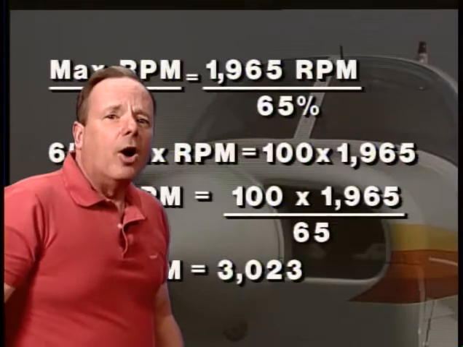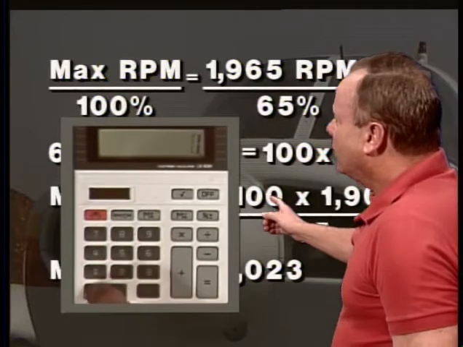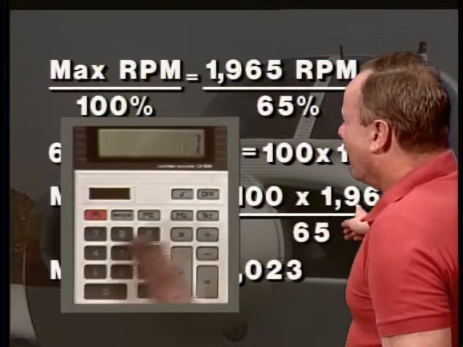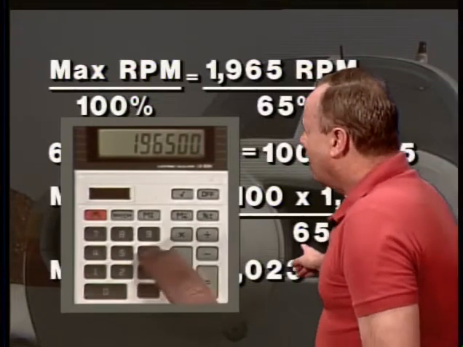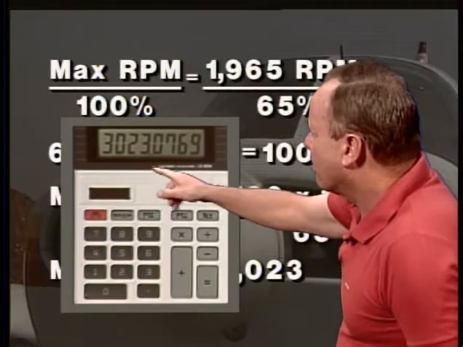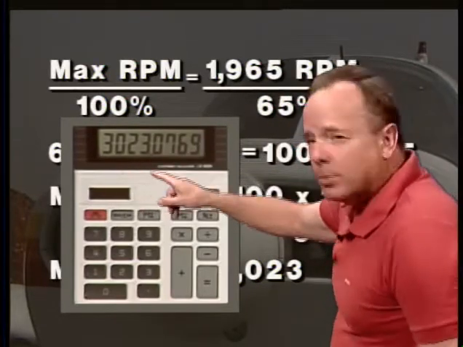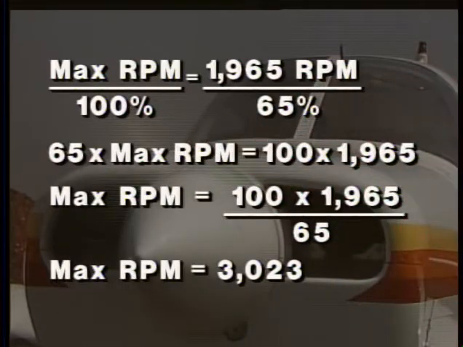To solve the problem, all we have to do is whip out the trusty old calculator and multiply all this out. It's going to be 100 times 1965 divided by 65. And we find out that our RPM, the maximum RPM, or the 100% RPM, is 3,023 RPM, and that's all there is to this proportion problem. All right, now let's do one more.